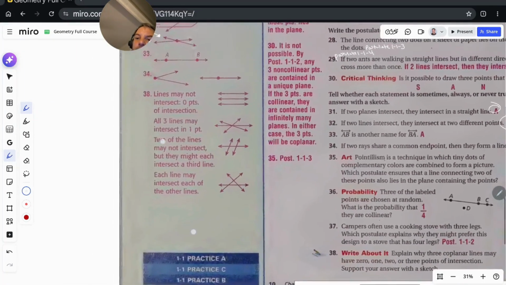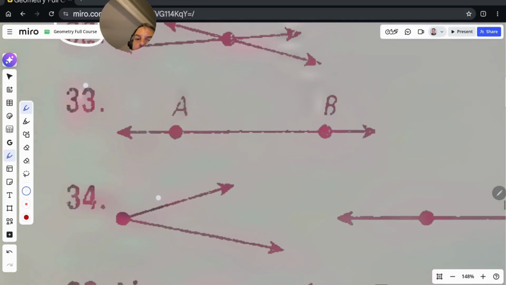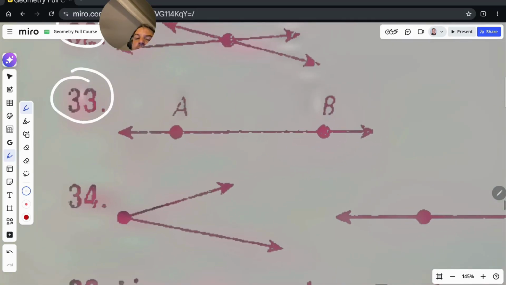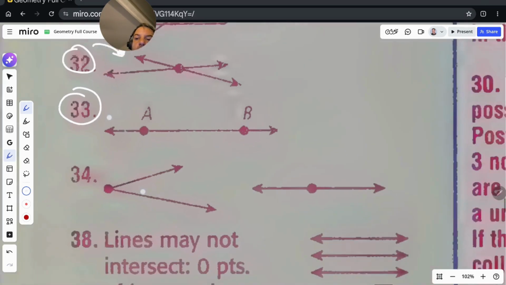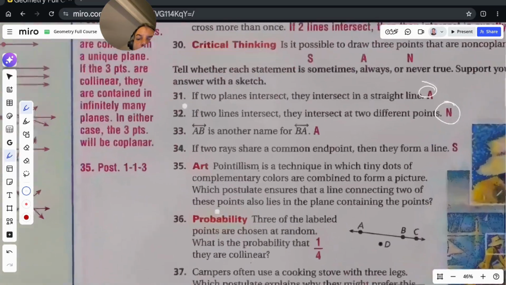Now let's take a look at 33. Here is our sketch. Lines go infinitely in either direction, so we can write them either way. And the same with the segment as well. This is a line though. But notice our segment could also be AB or BA. All right, so 33 is always.